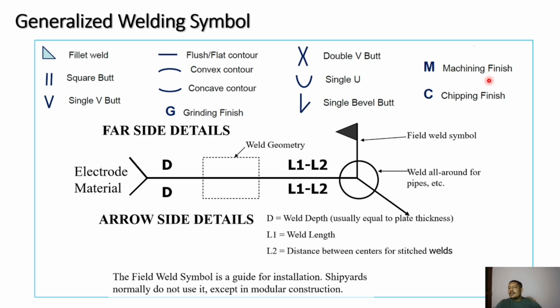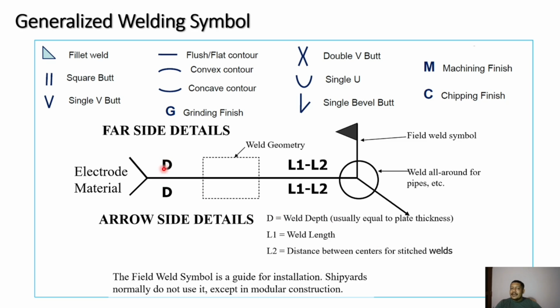If you require a machining finish, it will mark an auxiliary letter M. If it is a chipping finish, it will mark with C. So you can see over here, a little more elaborative information is there. If a circle like this is there, the entire area wherever it is pointing out, you need to perform the weld. So L1 is weld length, L2 is distance between centers for stitched weld.